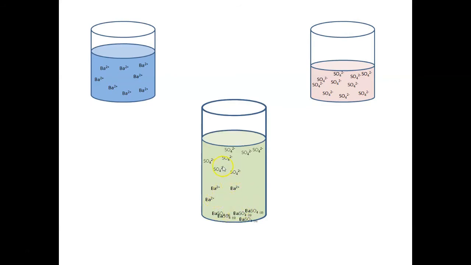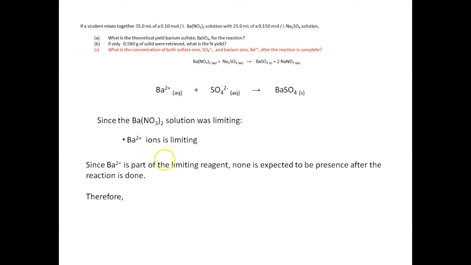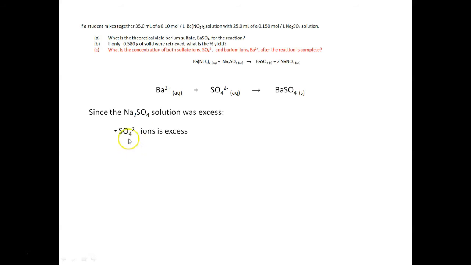My barium ions and sulfate ions are going to be removed from solution, but all of the barium ions are going to be removed, and at the end, I'm left with sulfate ions. All of my barium ions, because they were from the limiting reagent, and therefore are the limiting ion, are consumed. Okay? So since my barium ions are limiting, its concentration is easy to calculate because there should be none left after the reaction, so its concentration will be 0. It's all consumed.